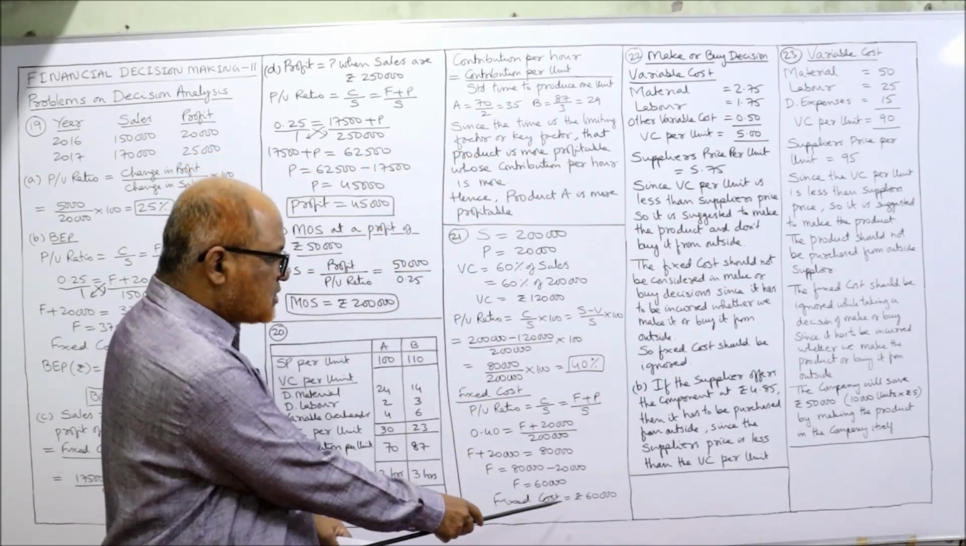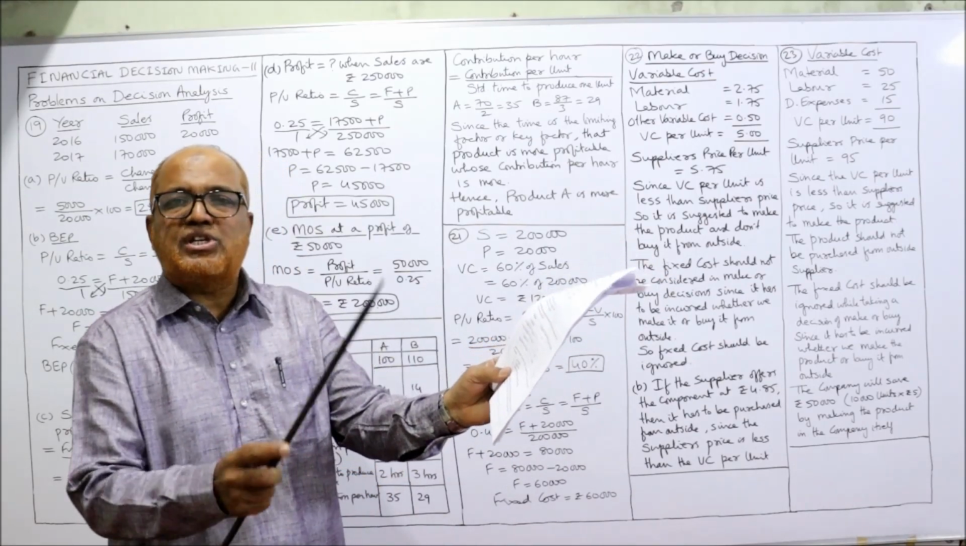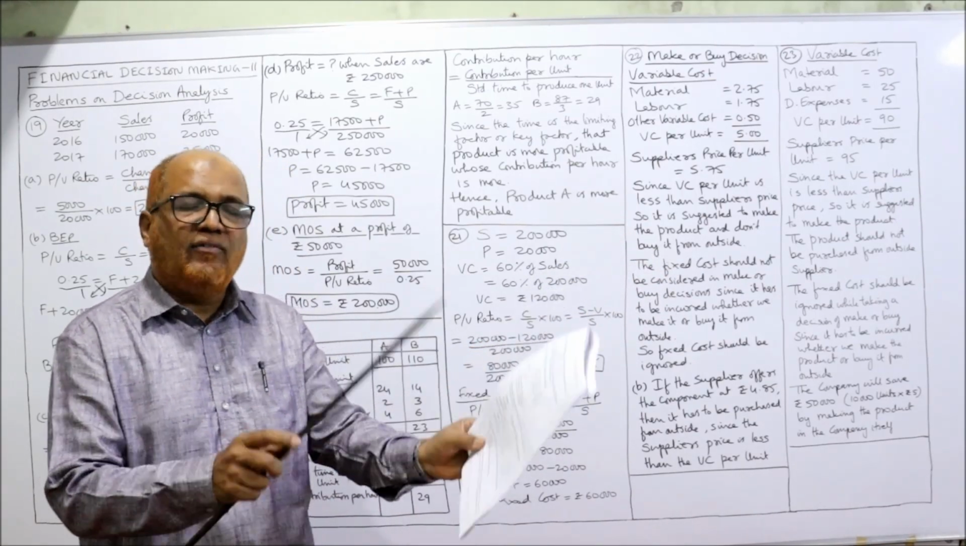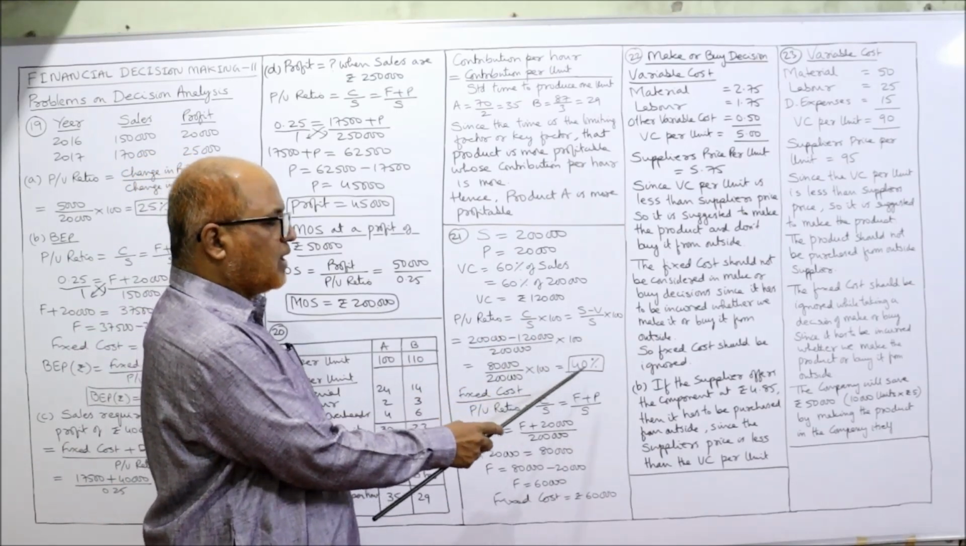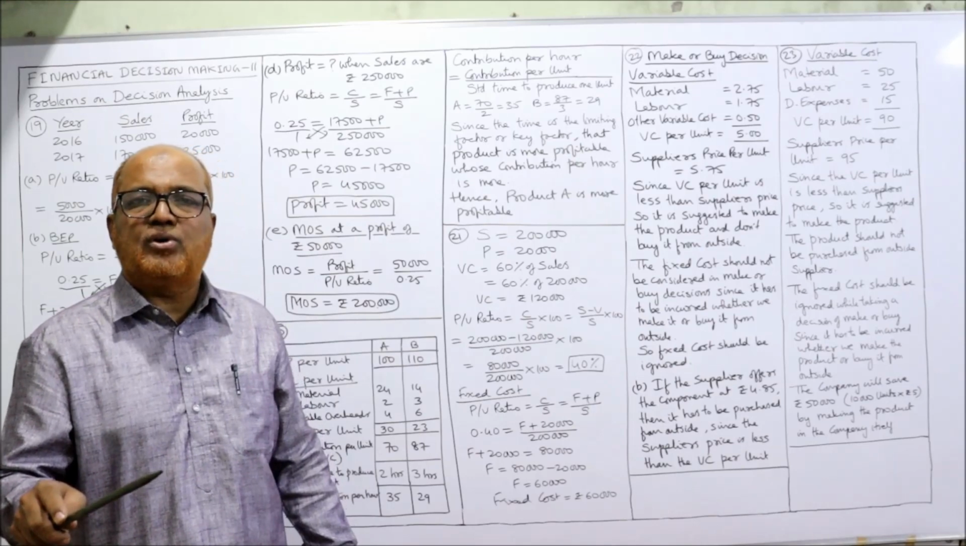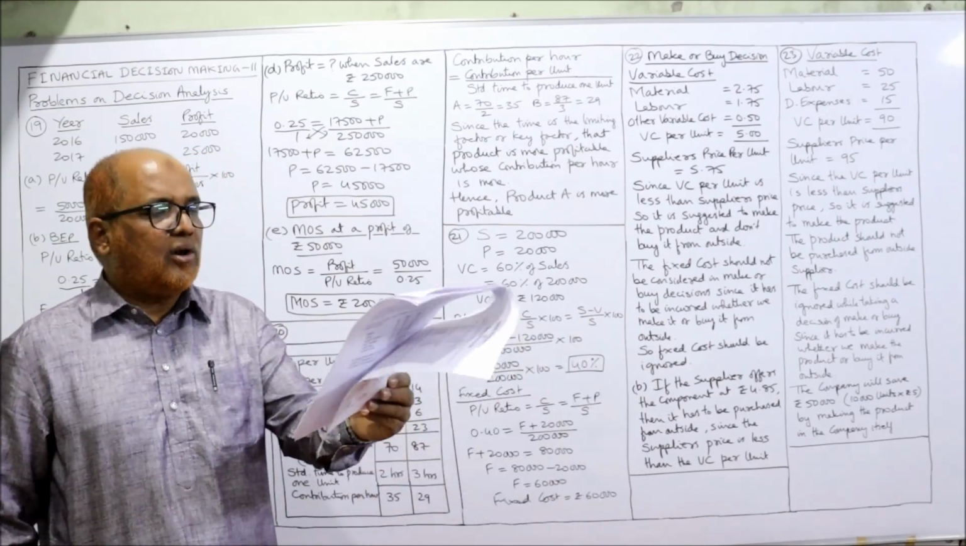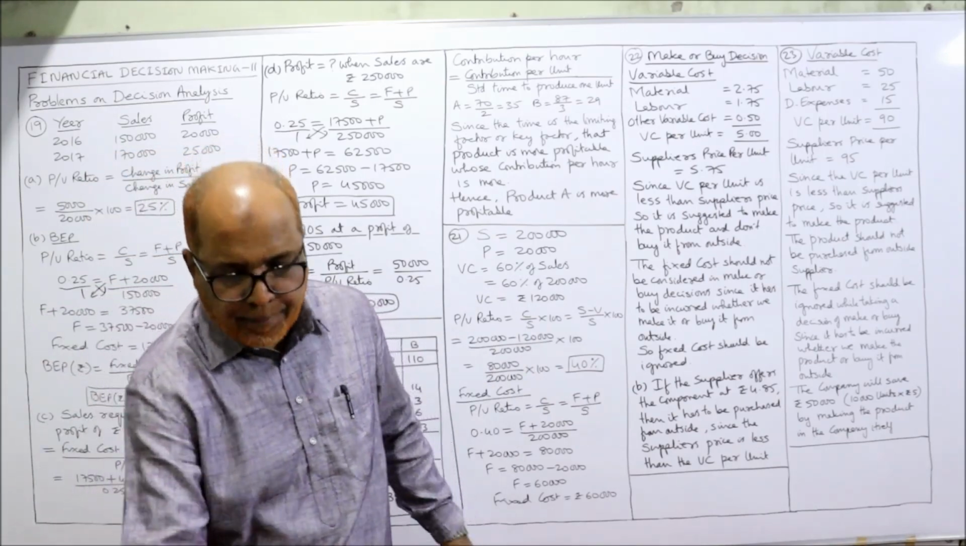Fixed cost is 60,000 plus desired profit is 50,000. So 60 plus 50, 1 lakh 10,000 divided by PV ratio is 0.4. So 1 lakh 10,000 divided by 0.40, that will give you sales required. That's all. So this is the end of 21st problem.